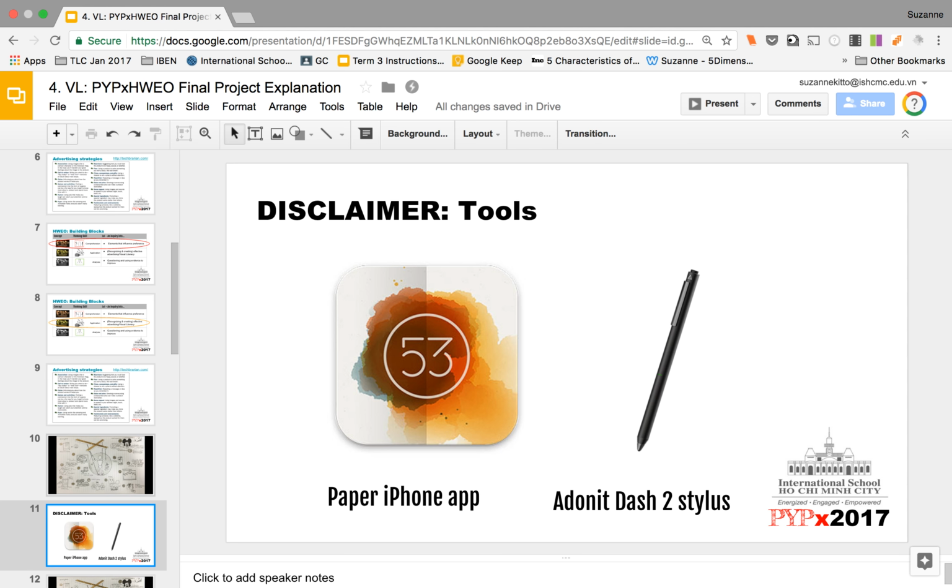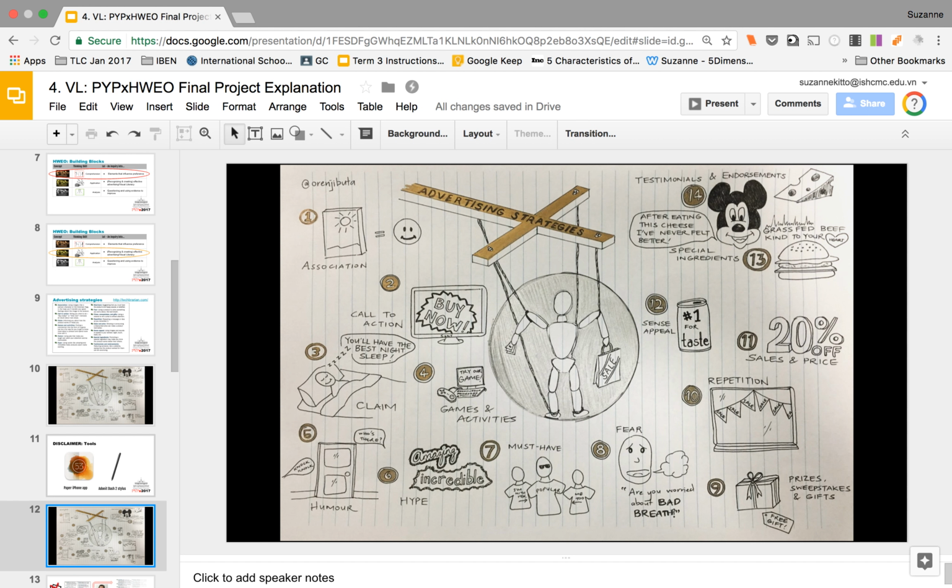Just a quick disclaimer here. After watching Sylvia Duckworth's Hangout, I tried to use the Paper app, and I even went and bought myself a stylus, which is actually quite a nice tool to use, but I'm quite the perfectionist and I could not control the tools the way that I wanted to in the time frame that we had given for this project, so I decided that best to just stick with paper and pen.